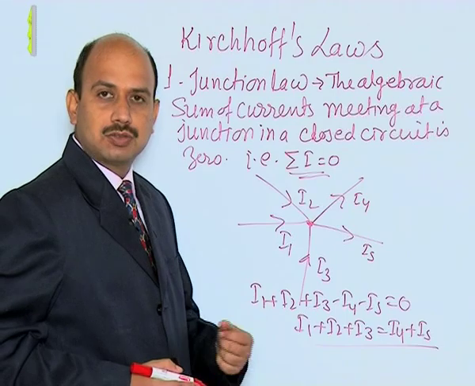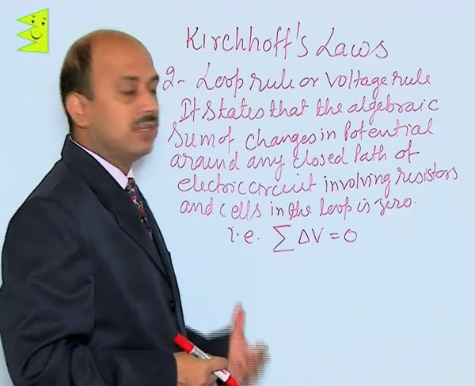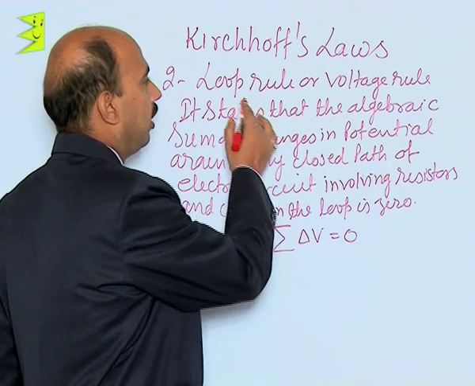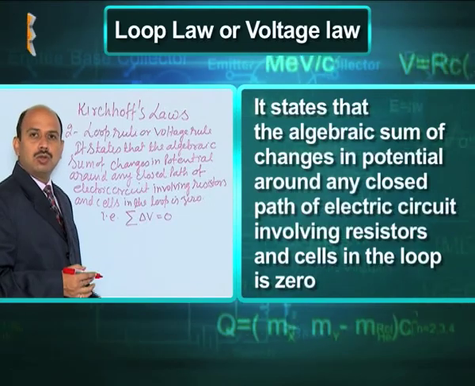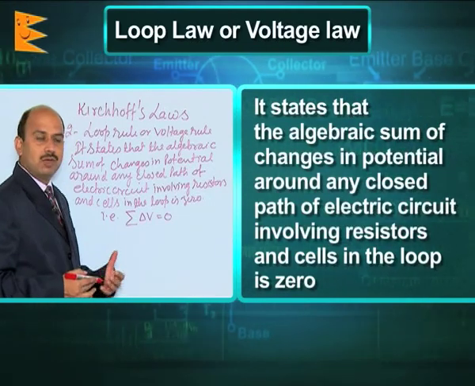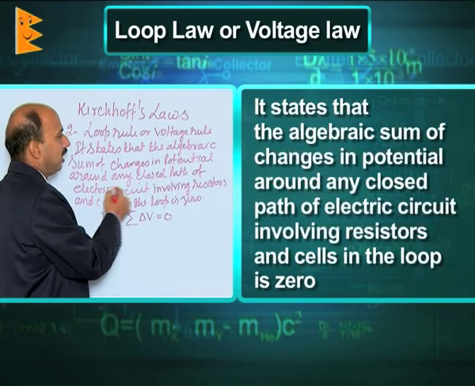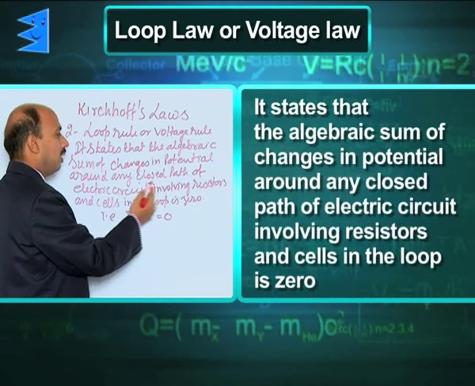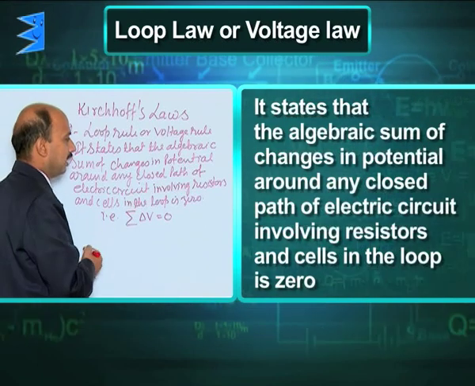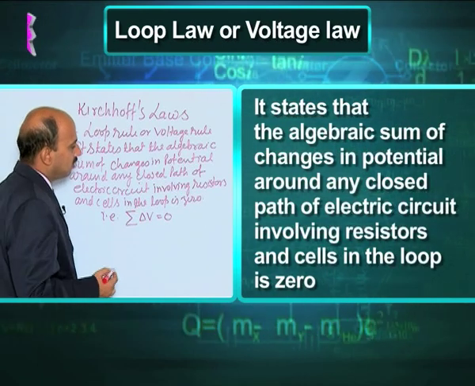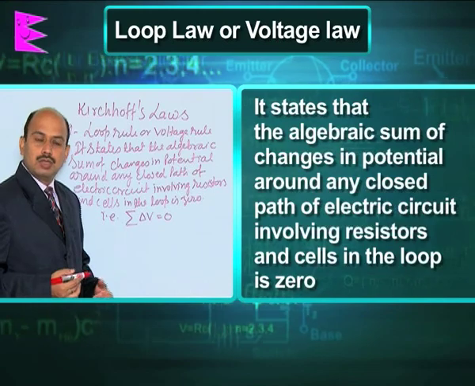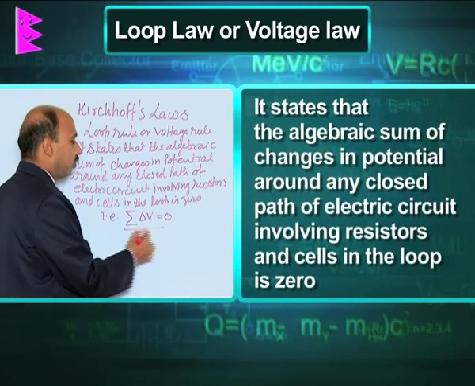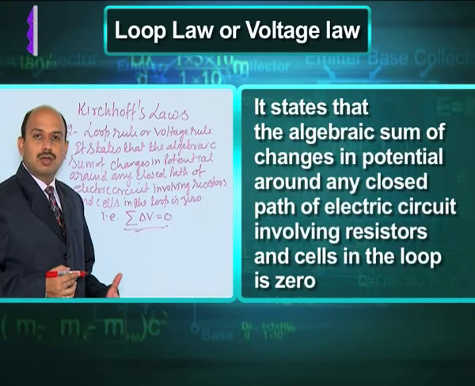Now, see here the second Kirchhoff's law, that is the loop rule or the voltage rule, or we can say loop law or the voltage law. It states that the algebraic sum of changes in potential around any closed path of an electric circuit involving resistors and cells in the loop is 0. That means the sum of the changes in potential is equal to 0 in a closed circuit.